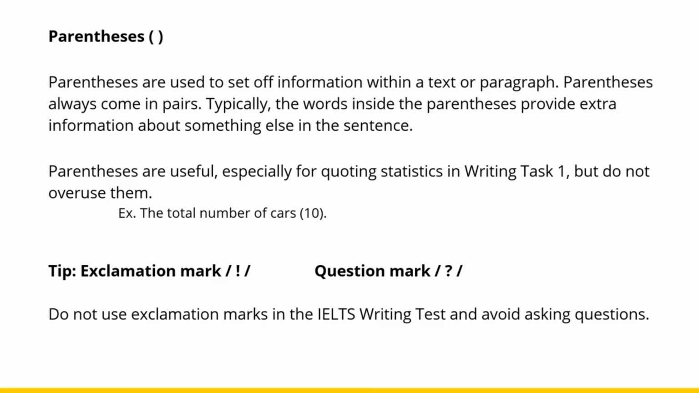Here we have an example of how to use parentheses, and I'm going to read it for you: "The total number of cars (10)." As you see, we have the number 10 inside of parentheses, and this is the total number. So for example, if you have a sentence where you forgot to include the numbers, you can put the numbers at the end of your sentence, but don't forget to put a period after your parentheses mark.